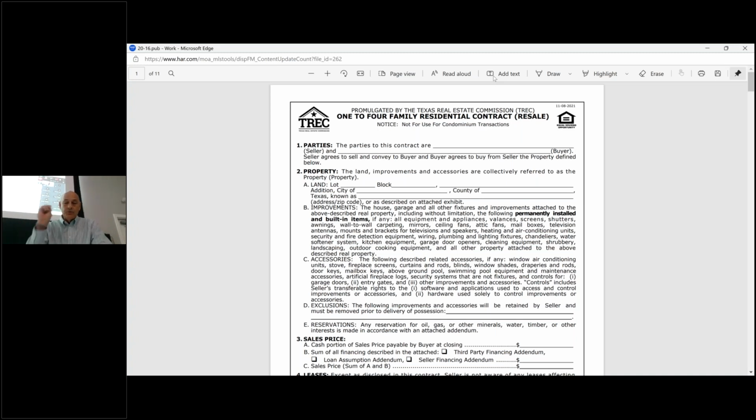Here's another one, swimming pool equipment and maintenance accessories. Those little skimmers that you walk around getting the leaves out, the little robot that cleans, all that is presumed to stay. It's an accessory.